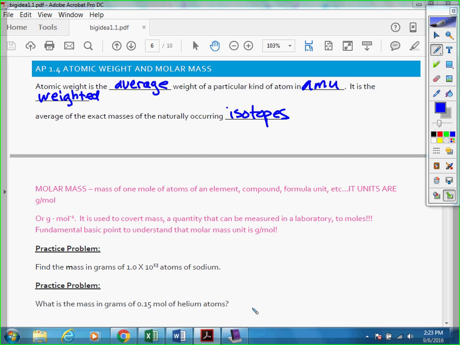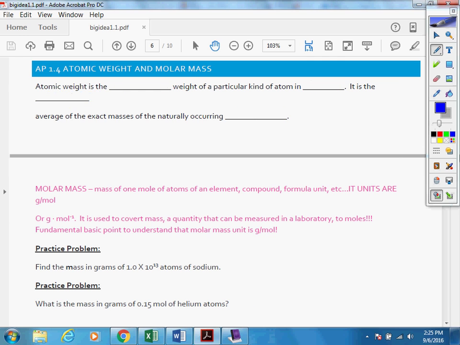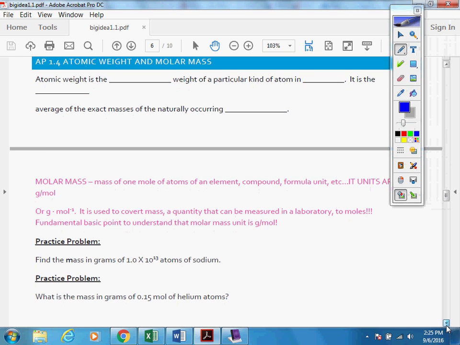It is used to convert mass, a quantity that can be measured in a laboratory, to moles. Fundamental basic point to understand: molar mass unit is grams per mole. So if you calculate moles in a problem and you were given grams, you divide by grams per mole to get molar mass. The first 5 or 6 times we do a problem later this year, you'll have no idea how to put it back together. Just remember, it's grams per mole all the time. That will make your life very easy in this class.